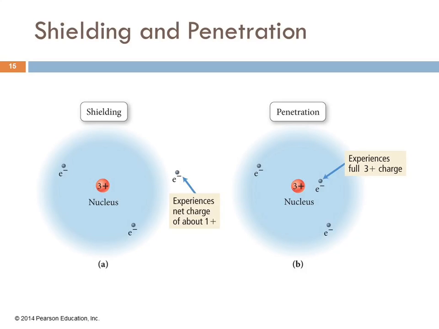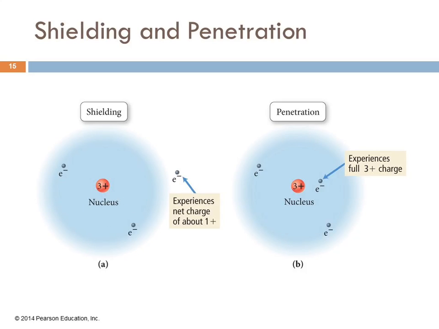So let's look at a picture. A 3+ charge on the nucleus. What element is that? Just the nucleus with 3 protons. Lithium. So this is lithium. So lithium has 3 protons and it's got 3 electrons. And so here we have 2 electrons here, and this electron, when it's out here, experiences a net charge of about +1, because these guys are repelling it.